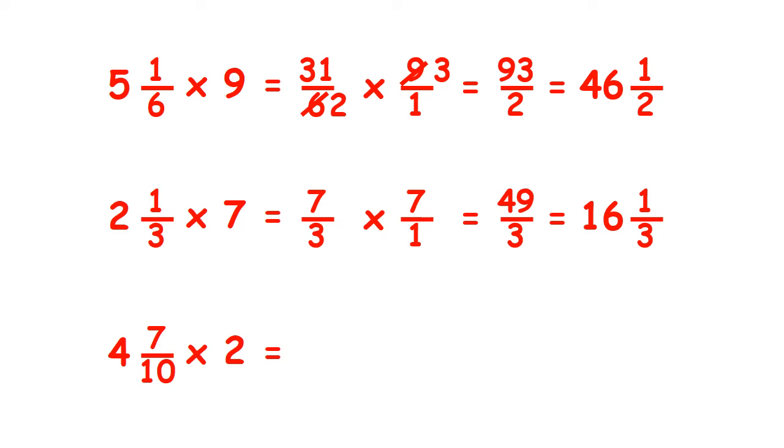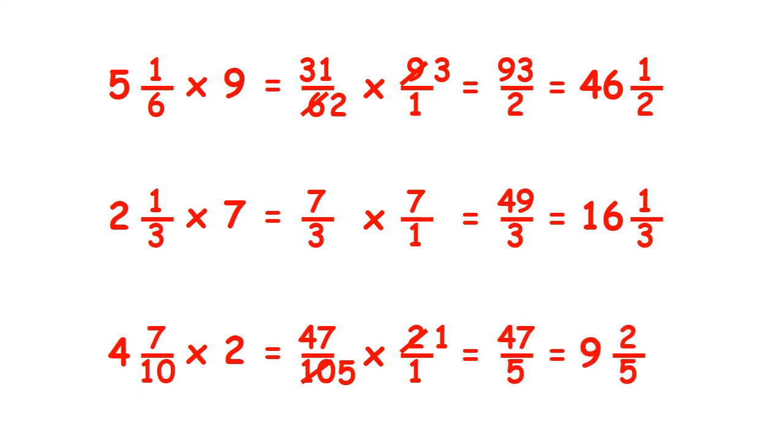The third example in this slide, 10 times 4 is 40 plus 7, 47 over 10, times 2 over 1. Either simplify the 2 and the 10, or start directly multiplying. Both are divisible by 2. So the 10 becomes 5, the 2 becomes 1. 47 times 1 is 47 over 5, as a mixed number 9 and 2/5.